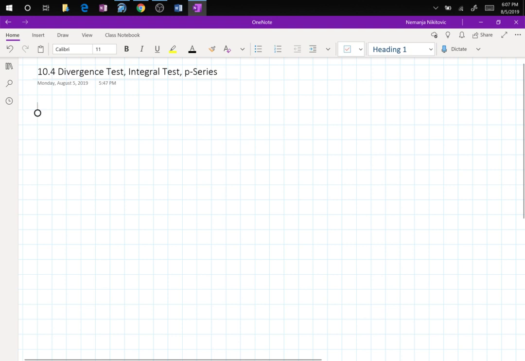Hello and welcome back to Calculus 2. We are continuing our chapter 10 exploration. This is lecture 3 of the 10 tests. We had the first 2 last time. The first 2 tests were on telescoping series and geometric series, and those are the only 2 tests where you can tell what the series converges to. And now we have the divergence test, integral test, and p-series.